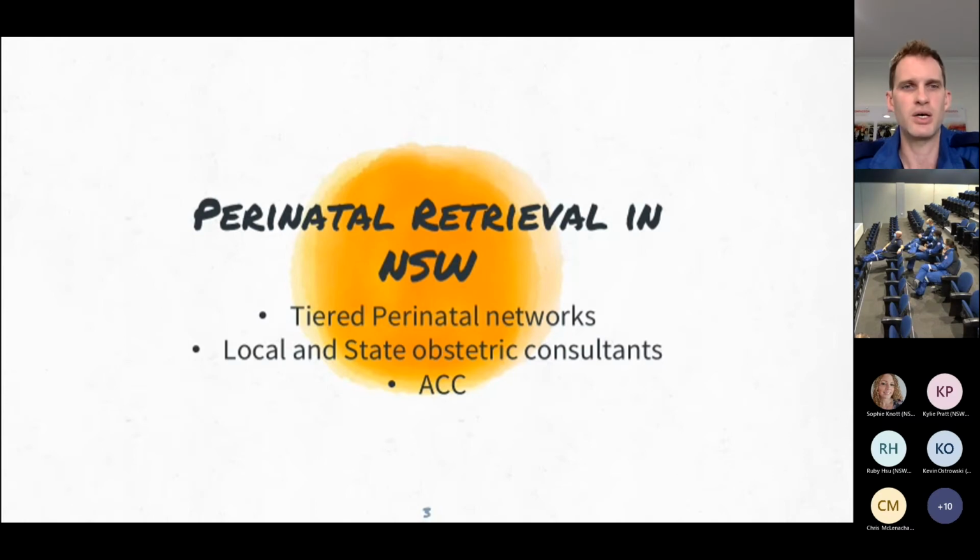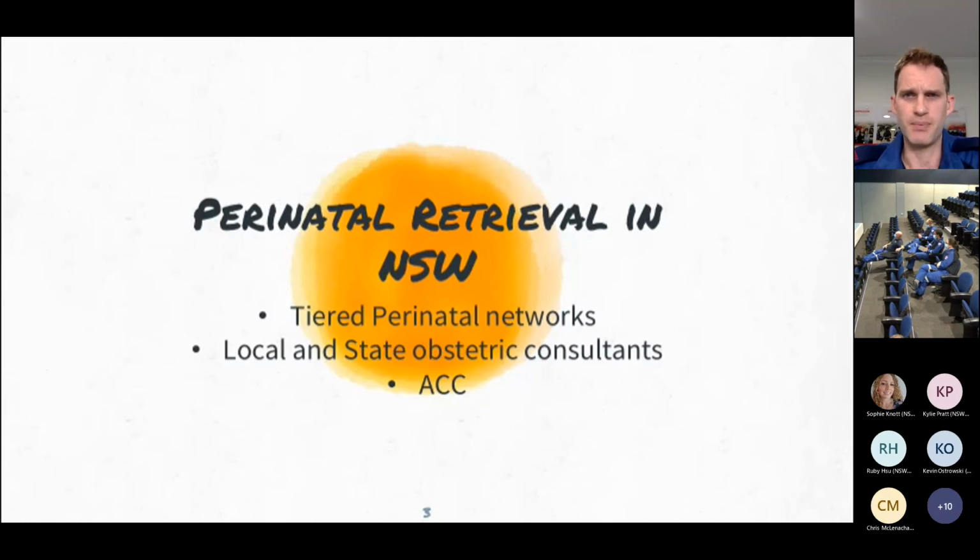So in New South Wales, we have tiered perinatal networks, and they're similar to a trauma network, where it's a geographically associated group of hospitals. And there's 8 networks in New South Wales, and each of them is linked to a level 6 obstetrics unit, as well as a level 6 or level 5 neonatal intensive care.